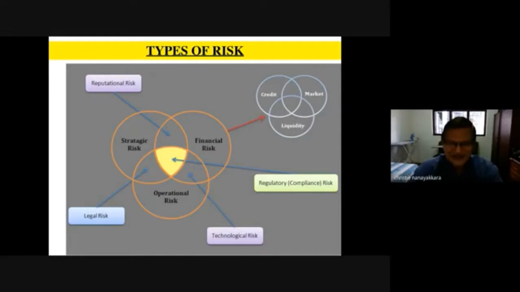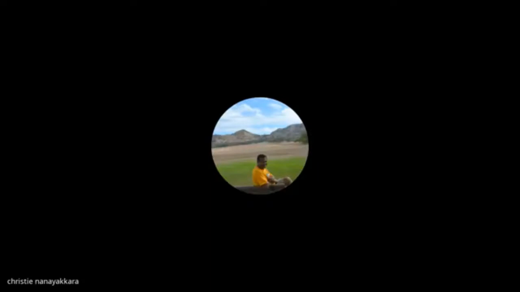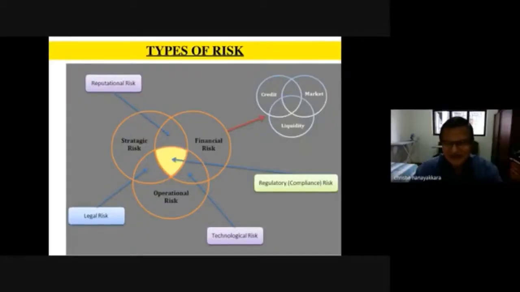If they have been penalized and not, those are called legal risk to a financial institution. Then also I told you that now we operate on different platforms.